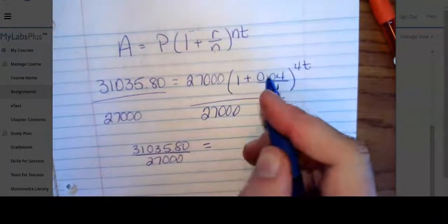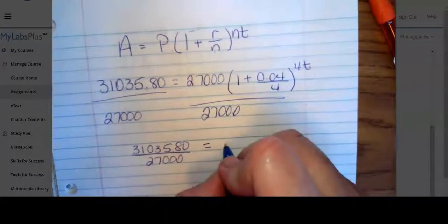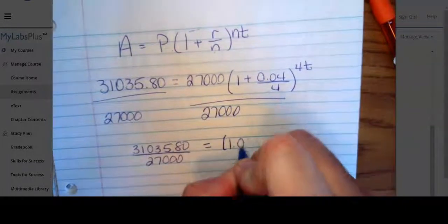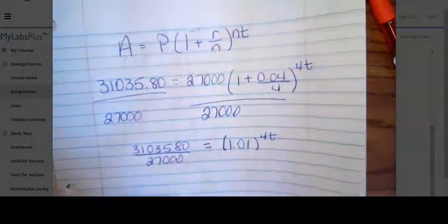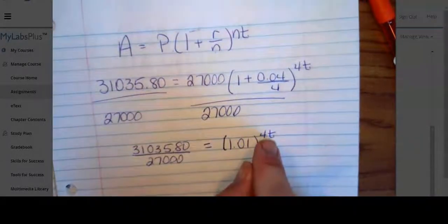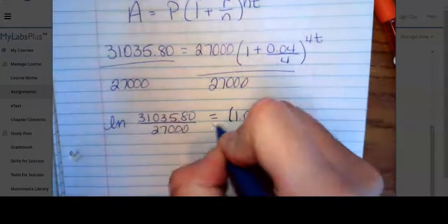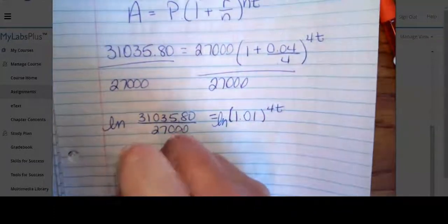Okay, so 4 cents divided by 4 is a penny. 1 plus a penny is $1 and a penny. So I get 1.01 raised to the 4t. Okay, so now I need to get this t down. He's trapped up in the exponent, so I need to go to log world. So I'm going to take the natural log of both sides. You can take the common log if you want to.